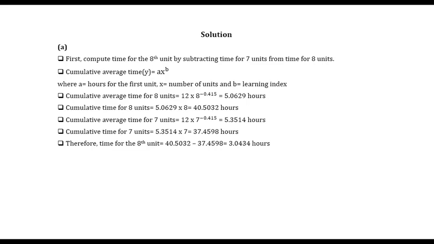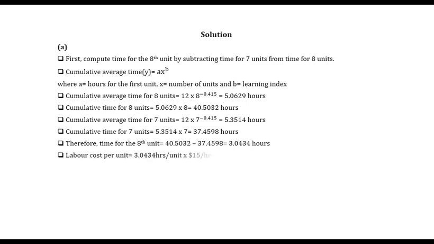Then to obtain the time for the 8th unit, we take total time for 8 units minus total time for 7 units. So 40.5032 minus 37.4598 equals 3.0434 hours. This is the time that will be taken for the 8th unit, and it will be our base for our labor cost computation.